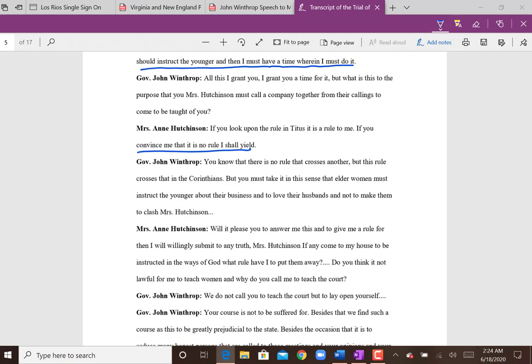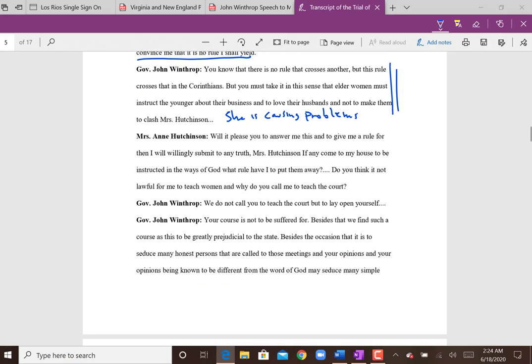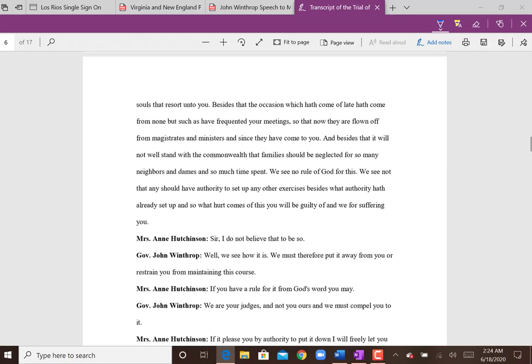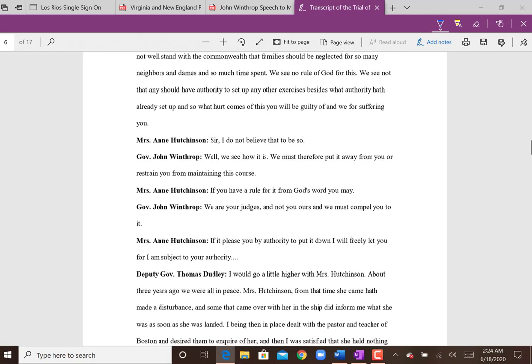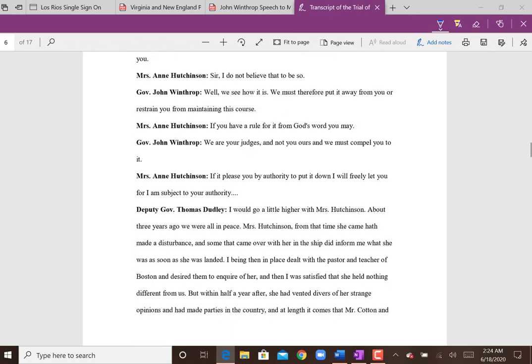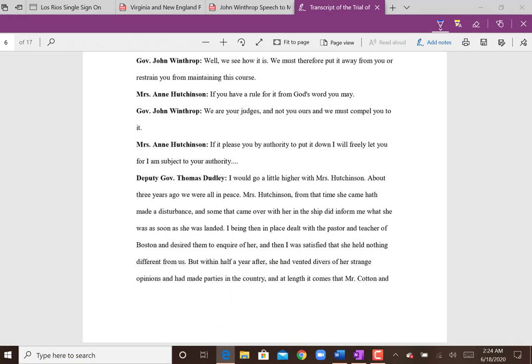What's interesting here is they're not saying, well, you shouldn't teach men. It's saying that you're causing problems. They basically said she's causing dissent, causing problems because people started questioning the preacher after her Bible studies. Anyways, it goes on and on with this back and forth. And she's totally winning. Everything they throw out at her, she throws back.